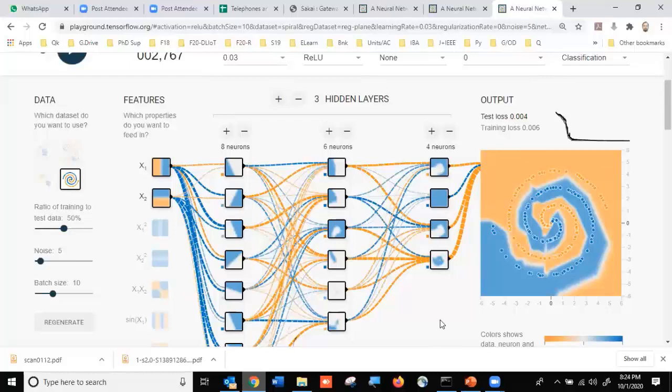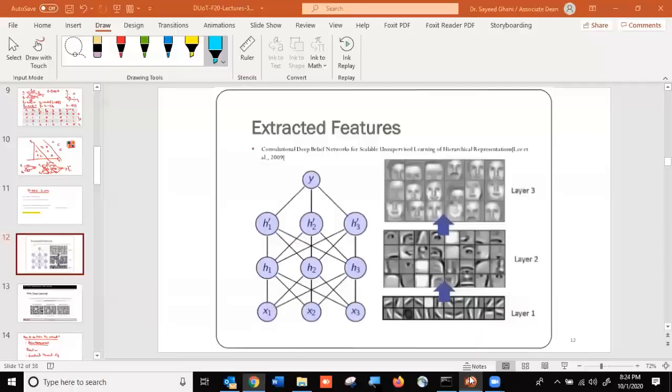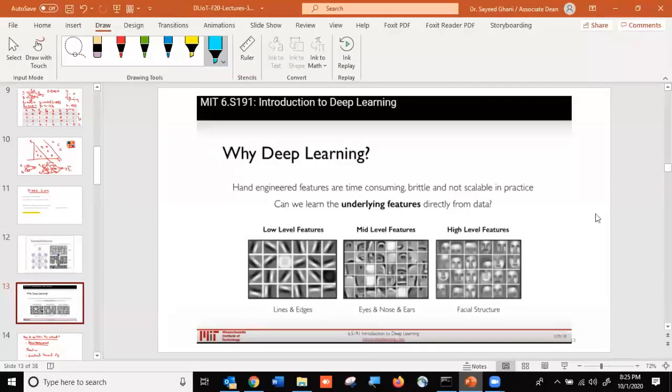And now the next question is, how does it actually work? Okay, so far it was just a black box. And now the question is, let's go deeper into it and see how it actually works. So this is again another look at the same data. You can see low-level features, mid-level features, high-level features.